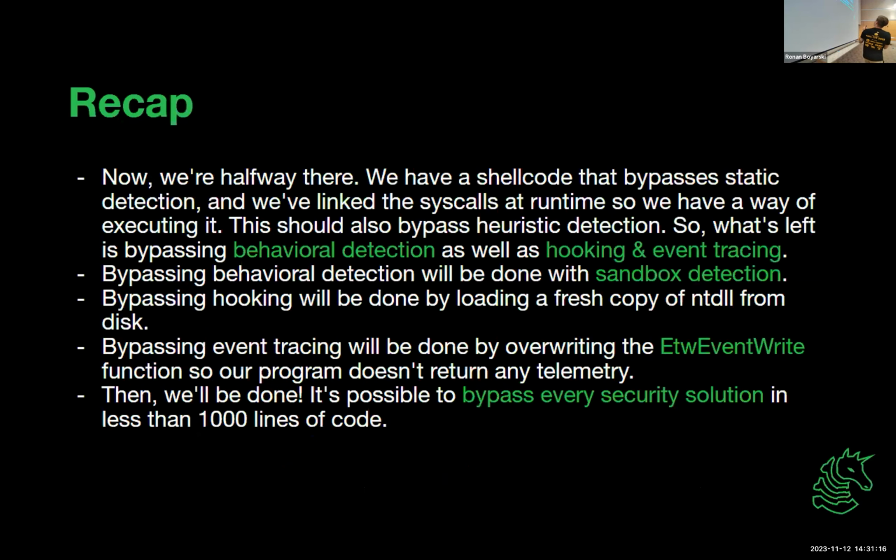Okay, just to recap where we are at this point, we're halfway there. We bypassed static detection. We're linking functions at runtime, and we have a very stealthy sequence of syscalls that we're going to do. What we have to do now is bypass the behavioral detection, bypass the heuristic detection, and unhook the DLL to bypass all those sources of telemetry. So this is roughly the halfway point.